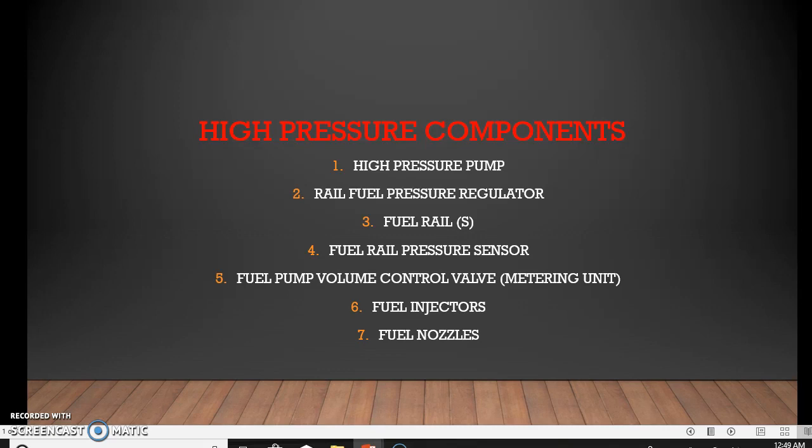The fuel pump volume control valve, essentially you feed the pump more fuel, that means you're going to have more output, right? More volume and more pressure. If you don't feed as much, then you have less coming out, right? So that's the job of the volume control valve, just like GDI, right? Same thing. Finally, the fuel injectors.